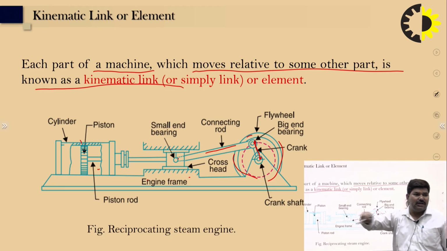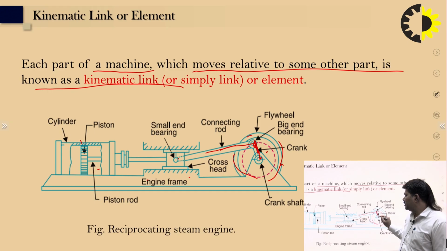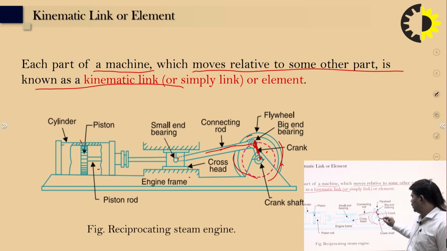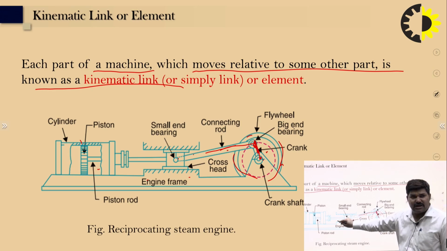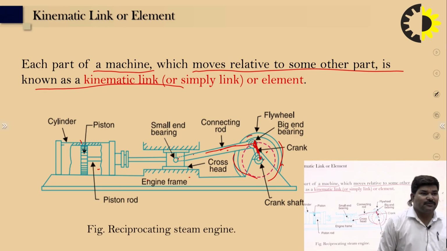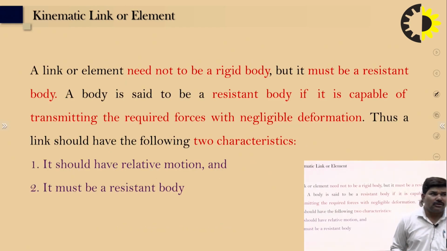You can see each and every part is connected to transfer motion in terms of relative motion. The crank is relative to the connecting rod, so these are 2 links. Then there is the connecting rod to the piston, and one is the frame. So there are 4 links in this case, and these move relative to some other parts. We can say a link or element need not be a rigid body, but it must be a resistant body.